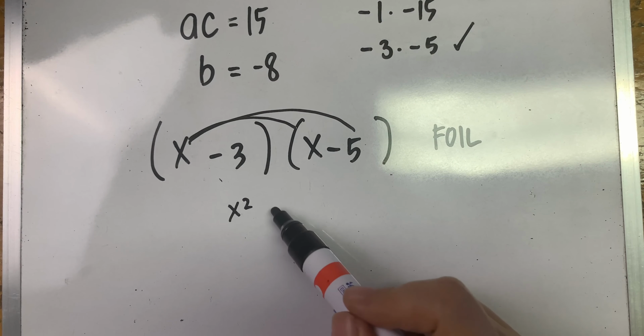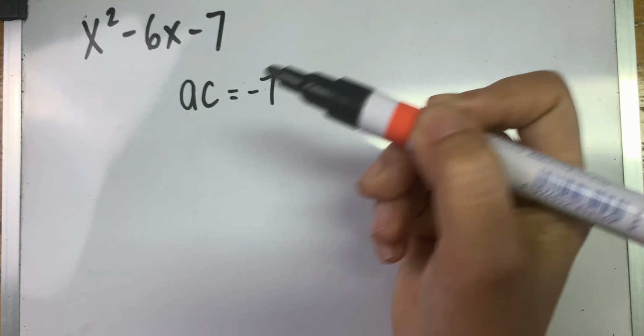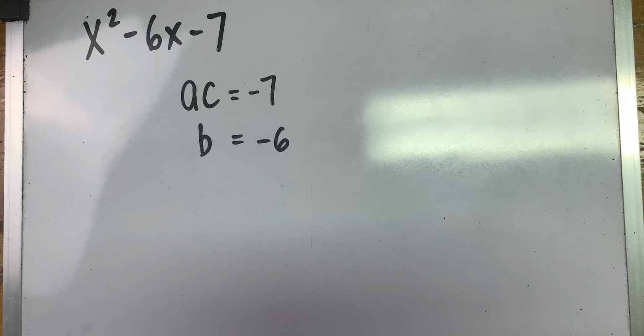Okay, for our next example, x squared minus 6x minus 7. Again, hanapin natin yung product ng A times C. A is 1 and C is negative 7. So ang product natin is negative 7. And then for our B, it's negative 6. Again, look at the signs. Hanapin natin yung signs ng last term. This one, ang sign ng last term natin is negative. So therefore, ang sign ng middle term is negative.